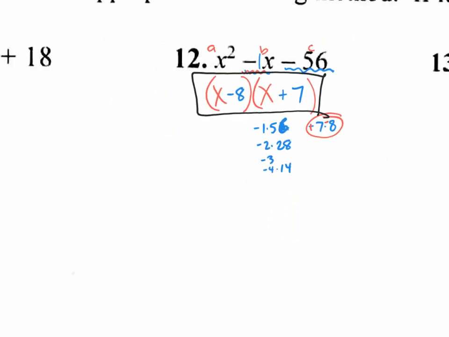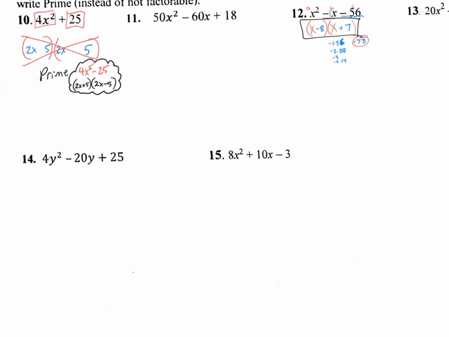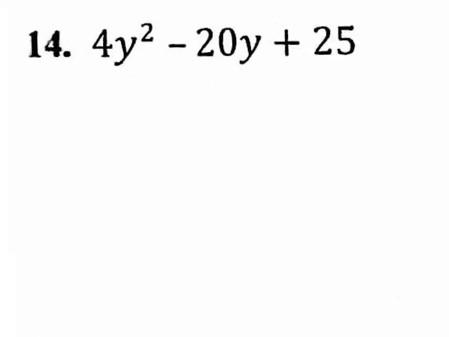Let's jump to number 14. Now number 14, that one's challenging because the a value is not 1. So you're going to have to use that multi-step process. You can't pull out a GCF. Let's jump right into it. Step 1 is to multiply a times c. Now what is a? Wait a minute.